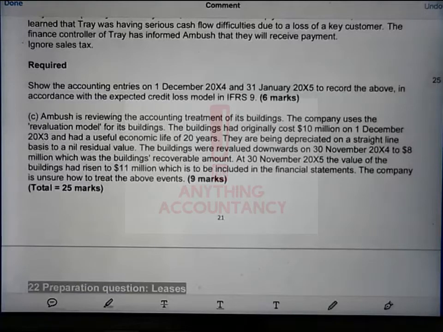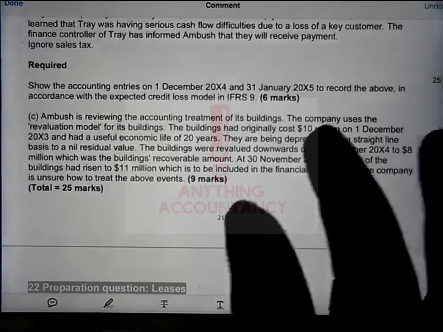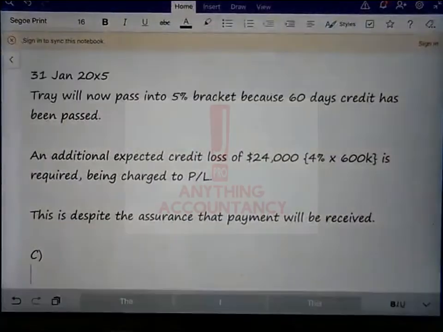The building was revalued downwards on 30th November 2004 to 8 million, which was the building's recoverable amount. On 30th November 2005, the value of the building had risen to 11 million, which is to be included in the financial statements. The company is unsure how to treat the event. How? This is complicated. This one you have to do a table. I got asked you to do a table before. Okay? I'll do the workings first for this one.